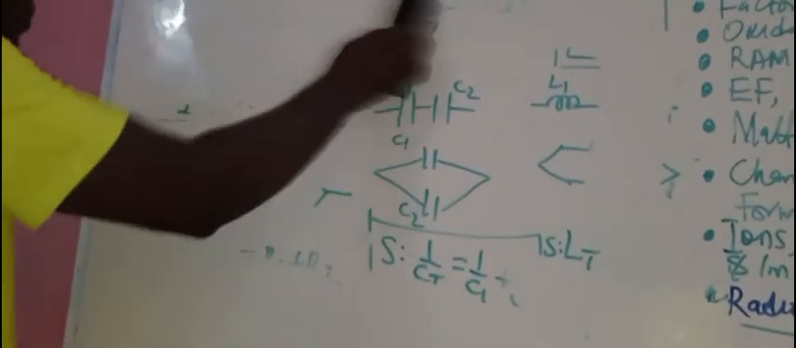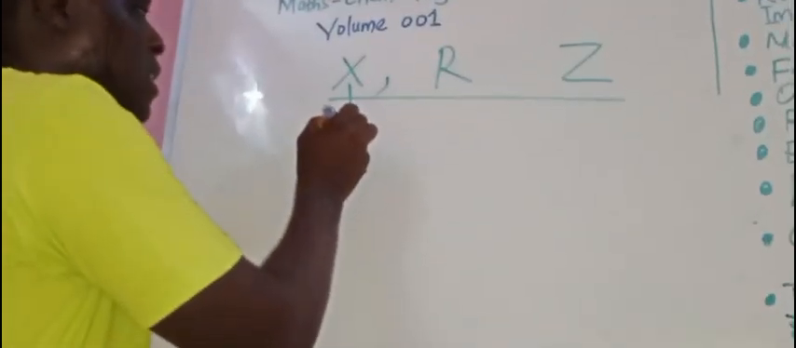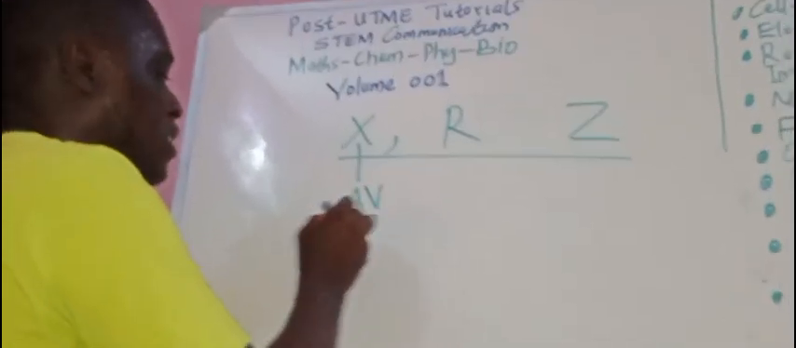Let's go to reactance, resistance, and impedance. Reactance is X, resistance is R, and impedance is Z. All these resist the flow of electric current. Reactance means change in voltage over change in current. Resistance also means change in voltage over change in current according to Ohm's law. Impedance also means change in voltage over change in electric current.